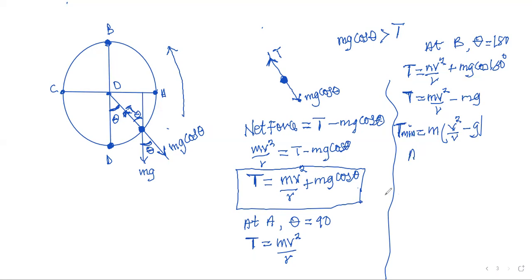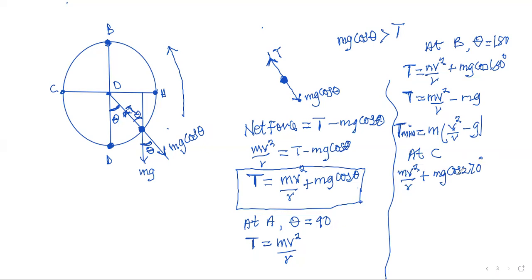Then when at C, what is the tension? At C, theta is 270. So when we substitute it into this equation, we have mv squared over r plus mg cos 270 degrees. And class, what is cos of 270 degrees?